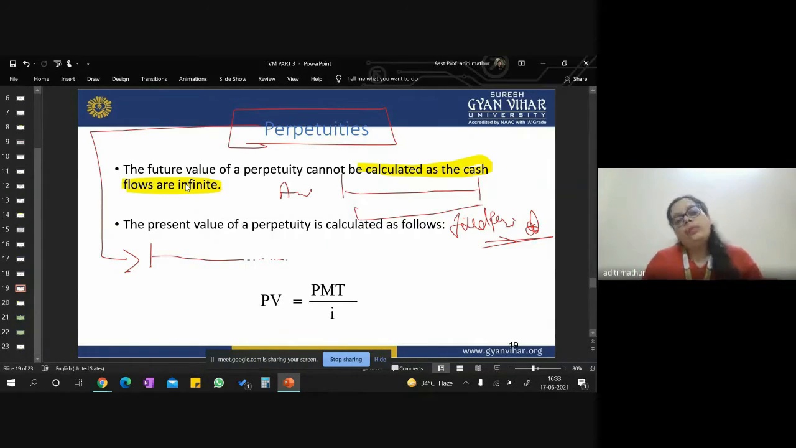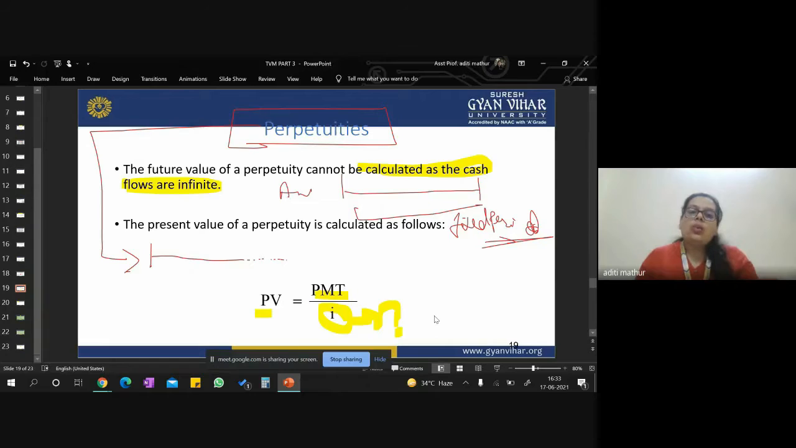Right. Now, what types of questions can come in perpetuity? The missing figure. They might give you the present value and the amount, and ask you to calculate the interest. So you simply cross multiply, get the interest by dividing the amount by the present value, and you will get the interest rate. Or they can give you the present value and interest and ask you for the amount. For that, you multiply the present value and interest, and you will get the amount for the perpetuity. Right. So that's it for the perpetuity.